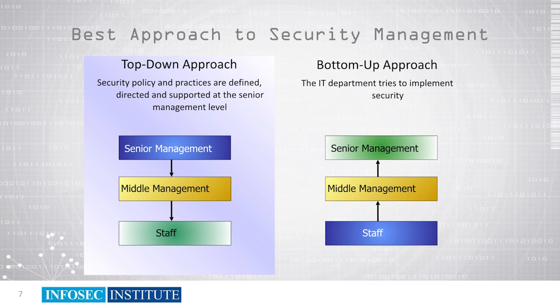With a bottom-up approach, the IT department attempts to implement security from the bottom up, forcing it upon middle management and then onto the senior management. This model is very rarely successful because the staff members who are attempting to implement security controls are not receiving adequate assistance from their upper-level management. They may not receive adequate funding or staffing in order to complete their objectives.